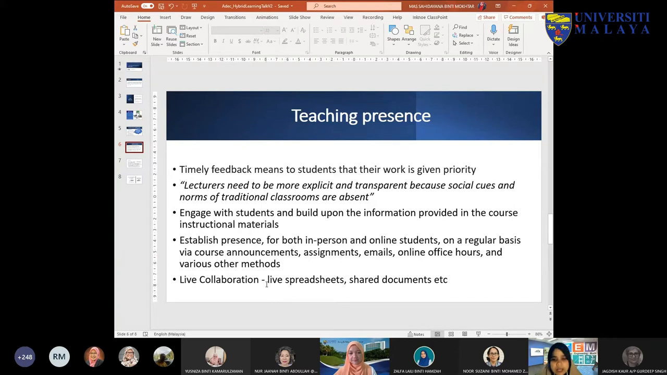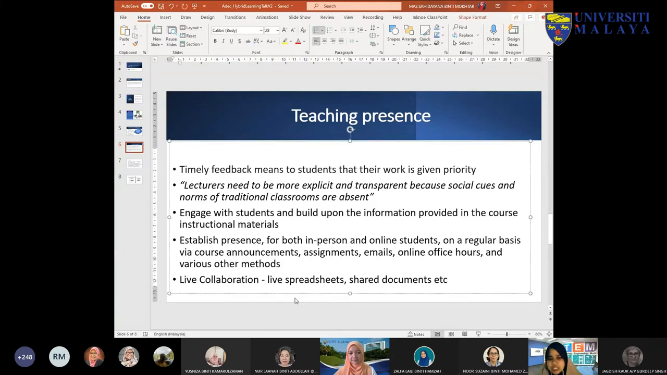We need to establish our presence for both in-person and online students. To do that, we can have live spreadsheets and shared documents where the physical students key in and the online students also type in, so everyone can see the live discussion. These are examples of teaching presence that we can do. Those are the three things I would like to emphasize in hybrid learning. I'll pass back to Dr. Azah.